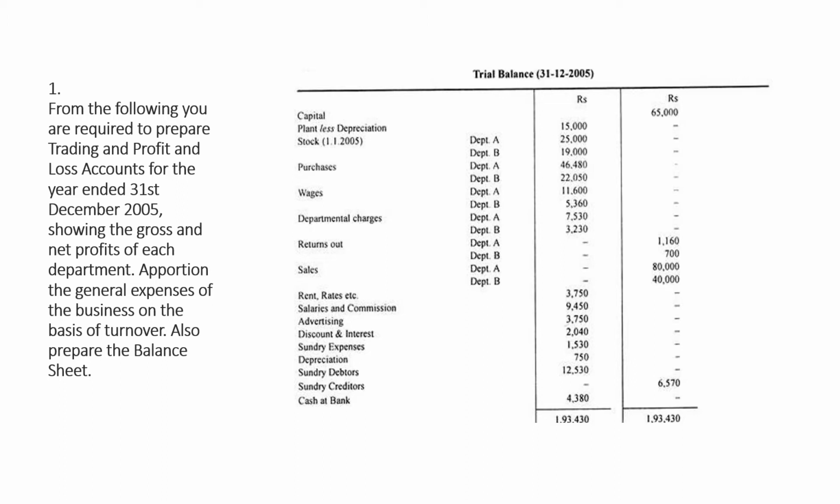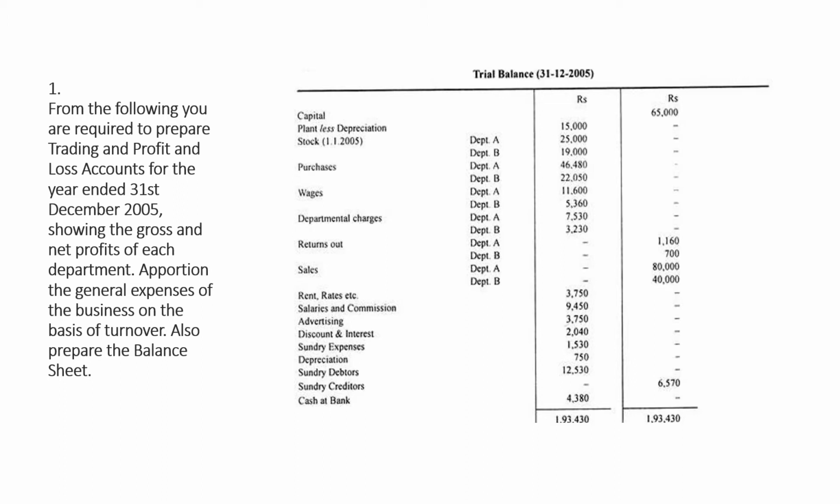First, capital is to appear in the balance sheet. Write it in the balance sheet. Plant less depreciation, that is 15,000, in the balance sheet. Assets: stock, opening stock is given for departments A and B. So we will make the trading and profit and loss account in columnar form. So make the format of the trading and profit and loss account for the year ended 31st December 2005.